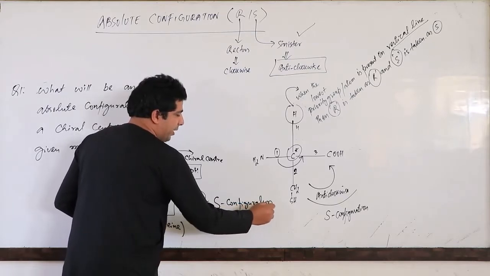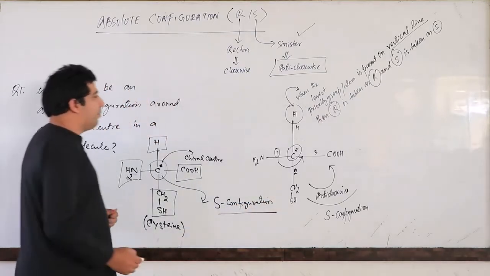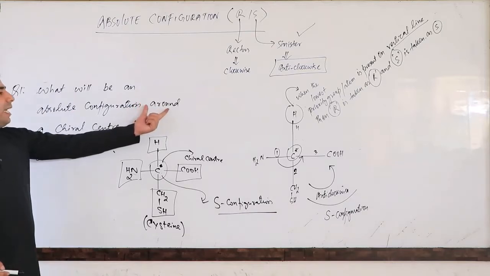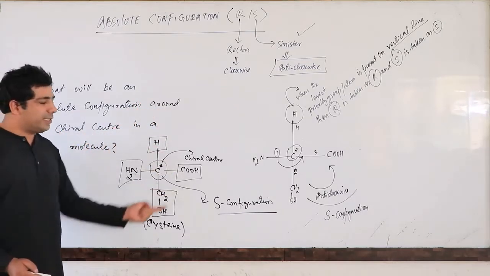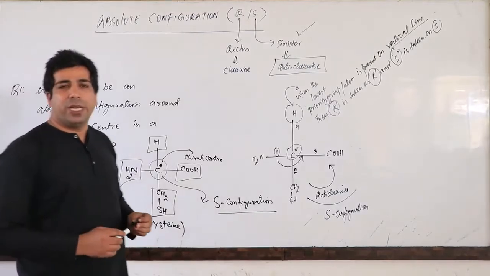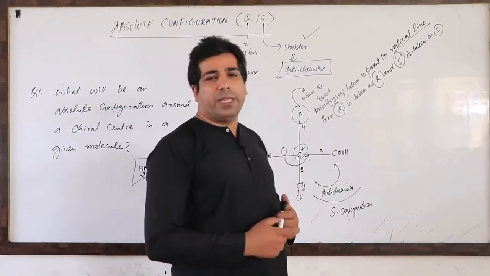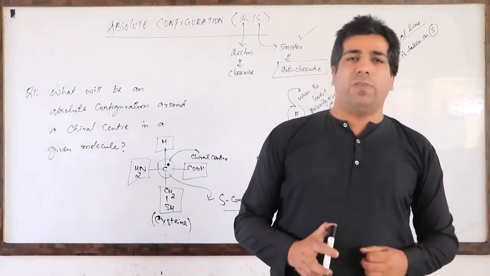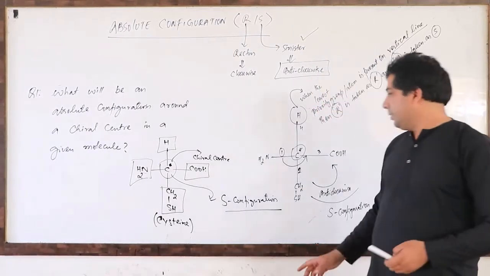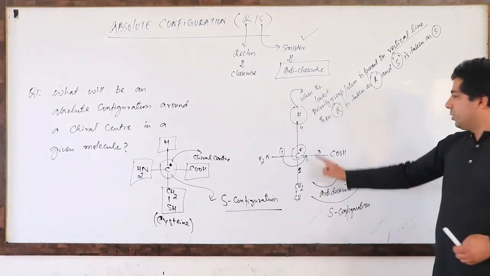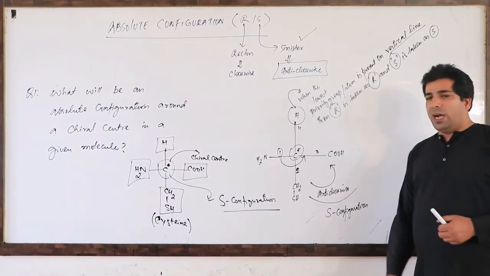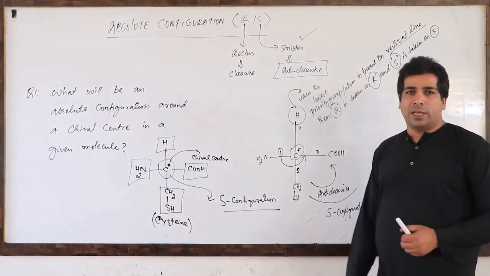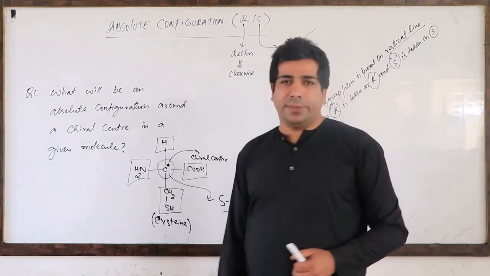And this S configuration is decided on the basis of groups which are around a chiral center. So these groups are around the chiral center. Based on these groups, I am deciding what will be the absolute configuration of the chiral carbon. So the answer is S configuration. So this carbon will have S configuration, my dear friends. I hope you are understanding. Everybody has understood this thing?